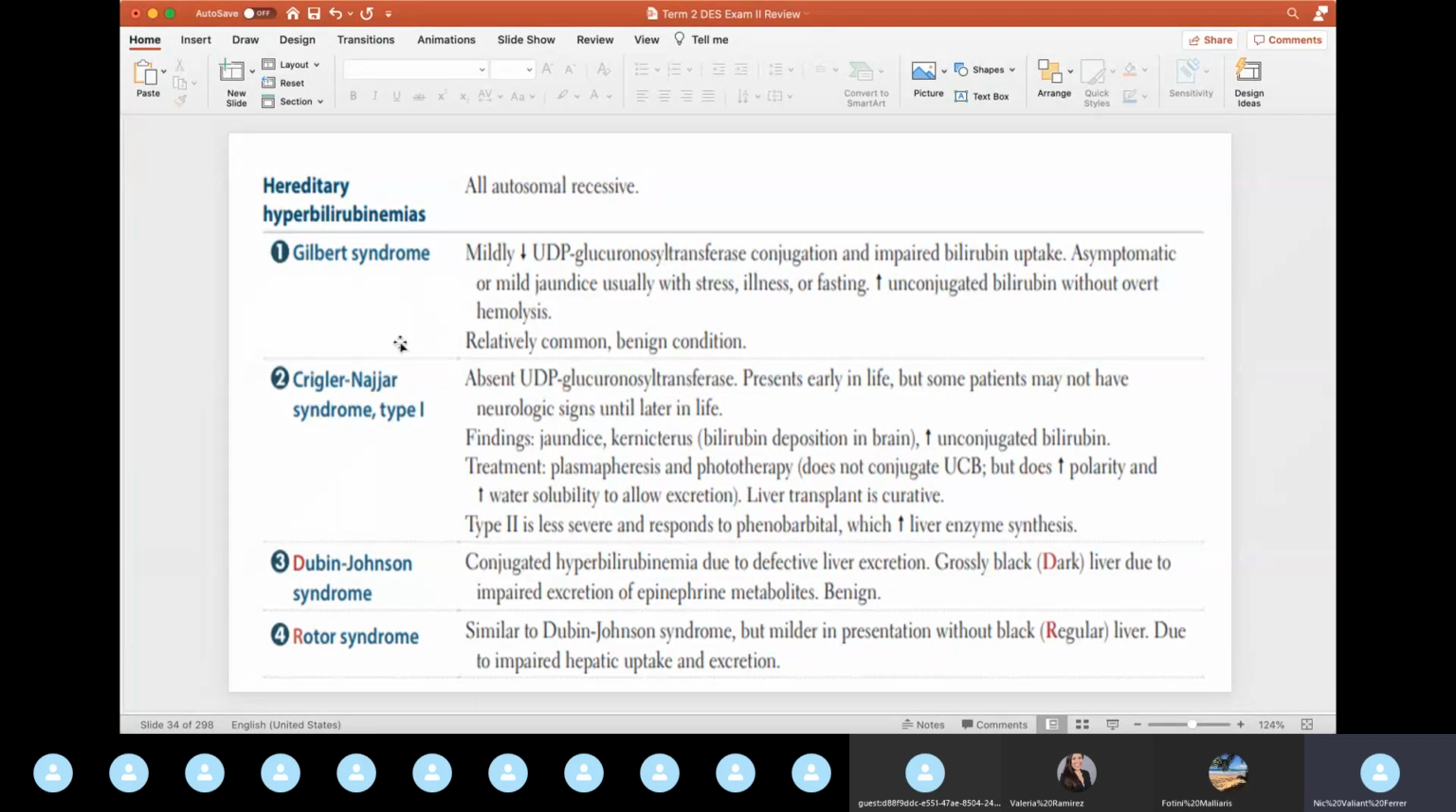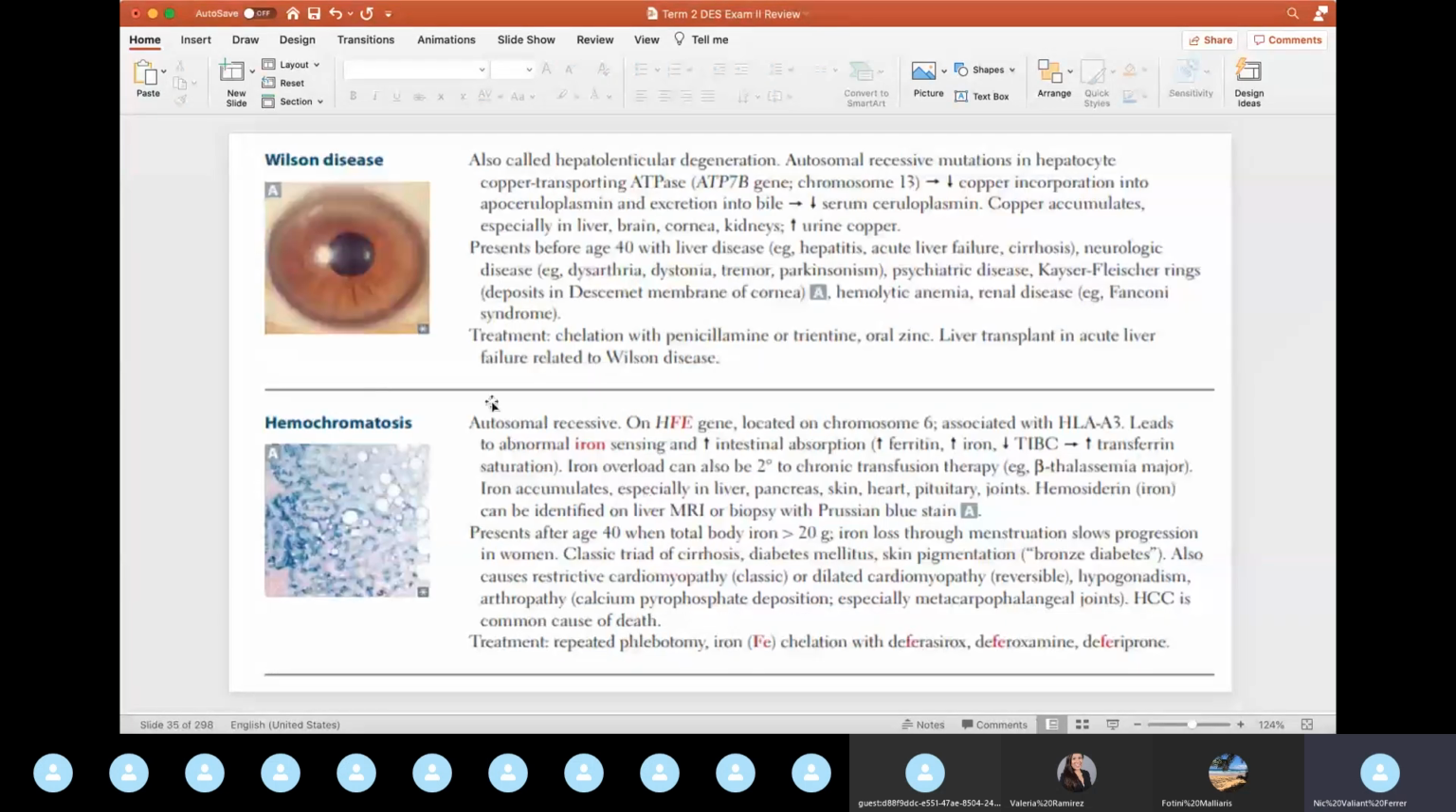So Gilbert syndrome and Crigler-Najjar syndrome, what is increased here? Unconjugated bilirubin. Excellent. So an increase in your unconjugated bilirubin, your indirect. How about the Dubin-Johnson syndrome and Rotor syndrome? Your conjugated bilirubin, your direct bilirubin, is increased. Last slide for the anatomy and physiology portion.